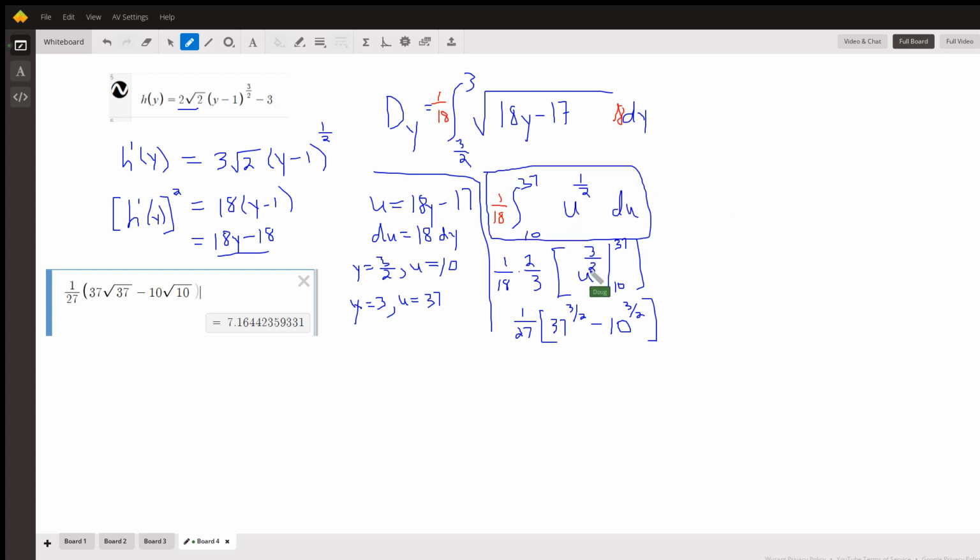Find the antiderivative of u to the 1/2. Evaluate from 10 to 37. You can write this with radical forms. There's your answer. Pretty close to that 7.15 for the linear distance from A to B.